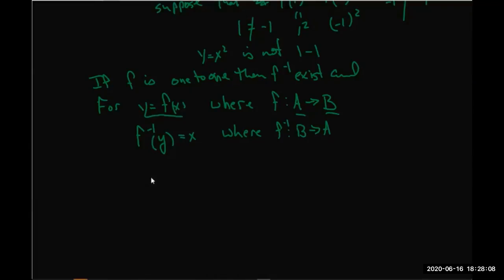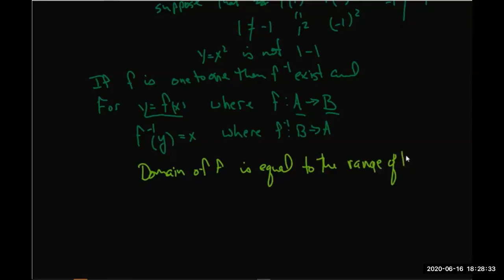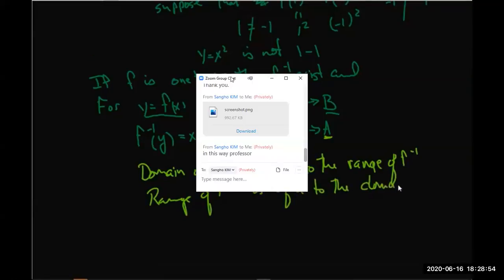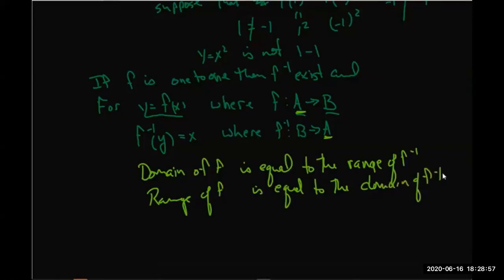And let's just state this clearly, what we've noticed already, and that is the domain of f is equal to the range of f inverse, right? The domain here of f was equal to the range of f inverse, and the range of f is equal to the domain of f inverse.